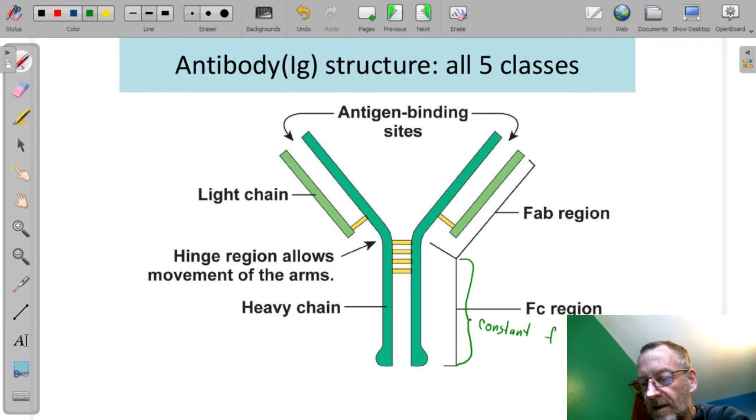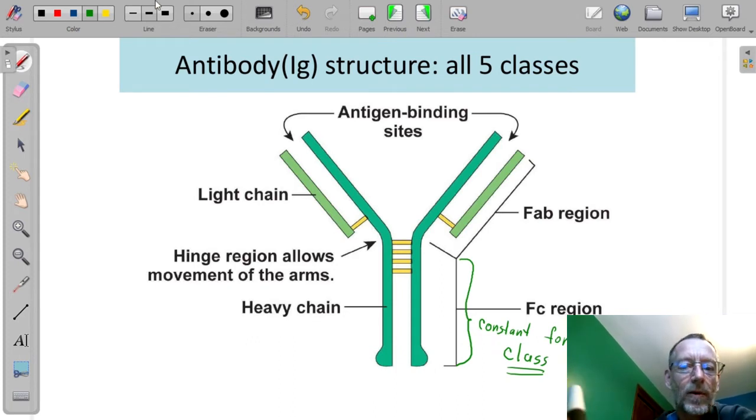Constant, let's say, for all antibodies of a class. And we will go through the 5 classes shortly. And so I'll come back to that and talk about it again. So that's the stem portion. This piece.